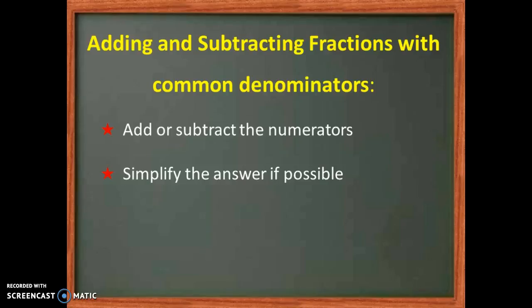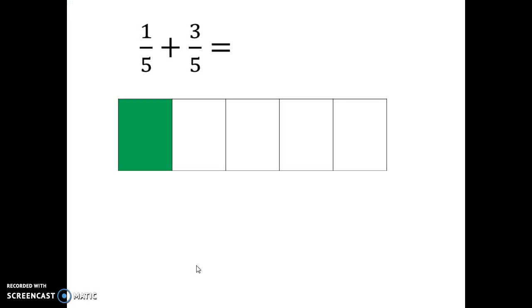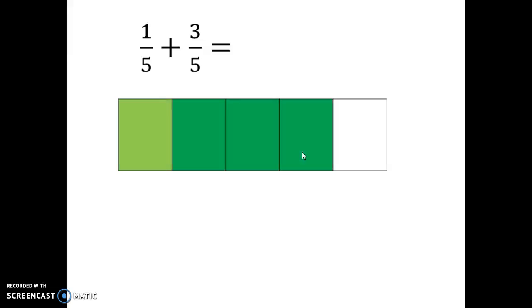When asked to add or subtract fractions, if they have common or the same denominators, the bottom numbers are the same, we just have to add the top or the numerators together and check whether we can simplify our resulting solution. Here, if I've got 1/5 plus 3/5, you can see here I've got 1/5 coloured in. If I'm adding on 3/5, altogether when I count that up I've got 4/5. And you can see that's the same as adding the numerators. 1 plus 3 is 4.